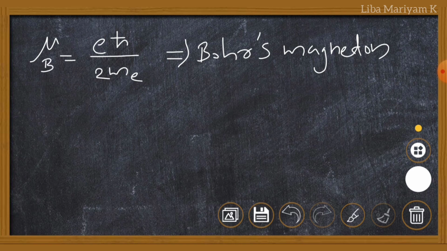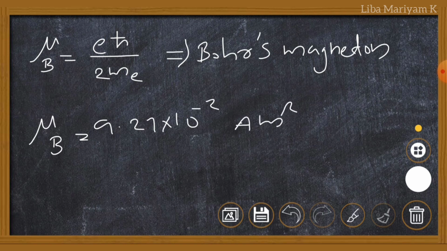Represented by mu b. നമ്മളിവിടെ കൺസിഡർ ചെയ്യുന്നത് ഒരു സിംഗിൾ ഇലക്ട്രോൺ ആറ്റമാണ്. And value of mu b is equal to 9.27 into 10⁻² ആംപിയർ മീറ്റർ സ്ക്വയർ. Bohr magneton is the magnetic moment of smallest magnet. Smallest magnet എന്ന് പറയുമ്പോൾ that is electron. Option C is correct.